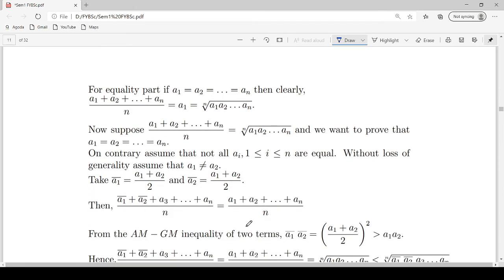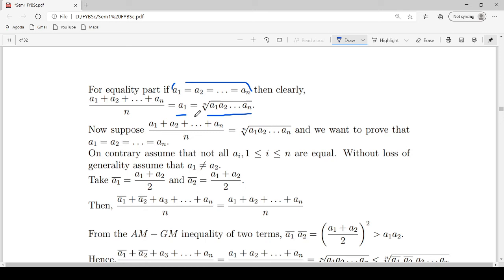First we will assume that all these n positive real numbers a1, a2, an are equal. If all these a1, a2, an are equal, you can have an easy observation that the arithmetic mean, which is (a1 + a2 + an) upon n, is equal to a1, and the geometric mean, which is the nth root of a1 a2 an, is equal to the nth root of a1 raised to n, which is equal to a1. So in that case, the arithmetic mean is equal to the geometric mean.